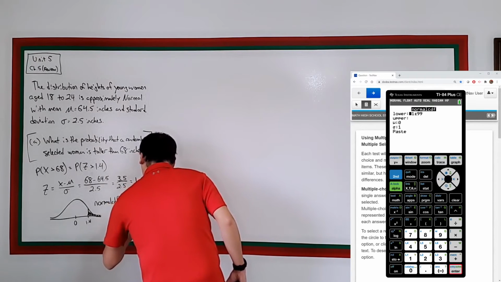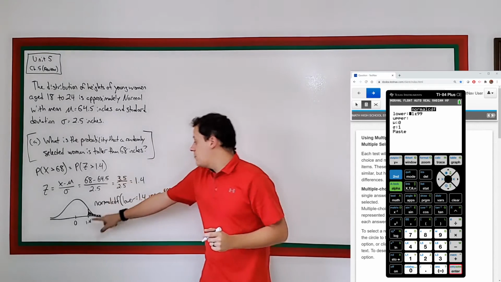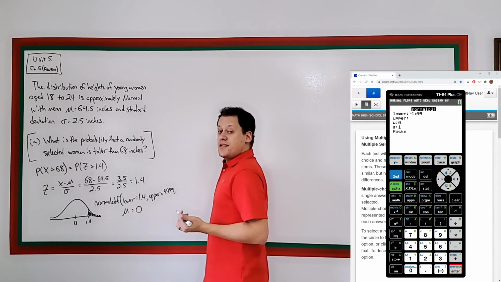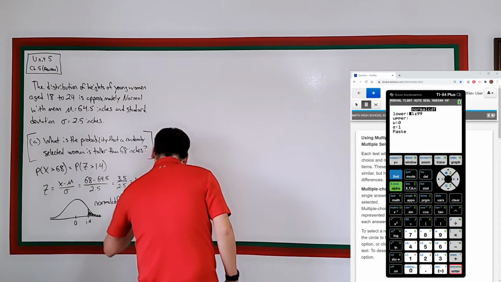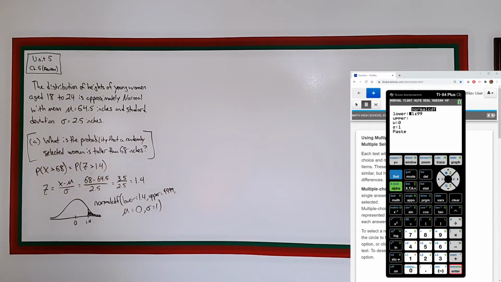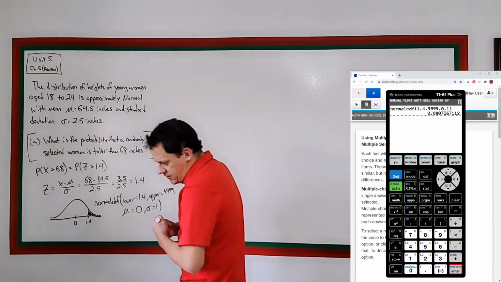It wants the mean, which, since we standardized and found the z-score, the mean of this distribution is 0. And the standard deviation of the standard normal distribution is 1. So we just need to put those in. Lower is 1.4. Upper is 9999. Mean of 0, standard deviation of 1. We get 0.0808 if we round up.